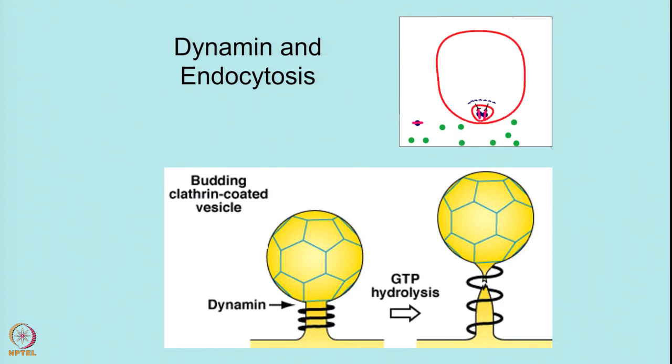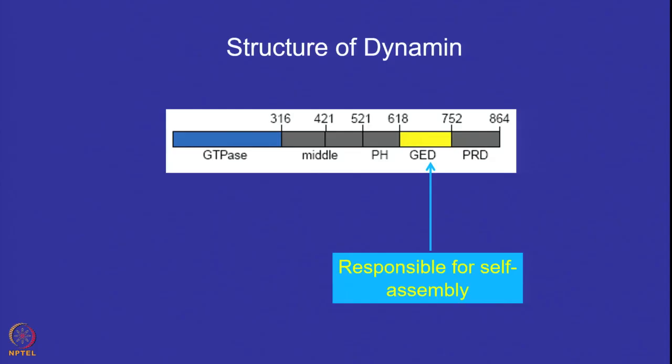So the interesting point here is this dynamin molecule. How does it work? What is dynamin? What is its role? Okay. So this is therefore a functionally relevant process. Now what is dynamin? Let us look at the structure of dynamin. The dynamin is a protein of 864 amino acid residues. It has these many domains: the GTPase domain, then the middle domain, the PH domain, GED domain, and the PRD domain. These are 5 domains which are there.